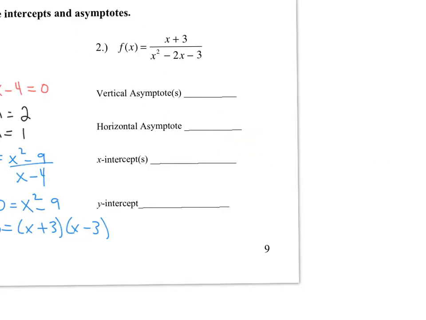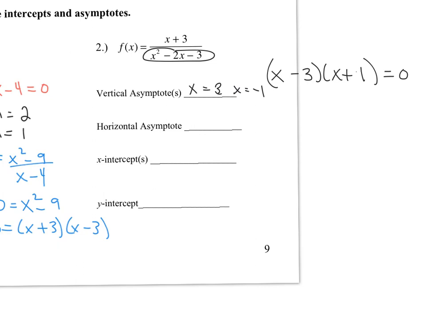For this next problem, the vertical asymptote, again setting the denominator equal to 0, we're going to have to factor this in order to solve it. So when you factor it, you get x minus 3 times x plus 1 is equal to 0. So your vertical asymptotes, we will actually have 2 in this case. So x equals 3 is a vertical asymptote, and x equals -1.